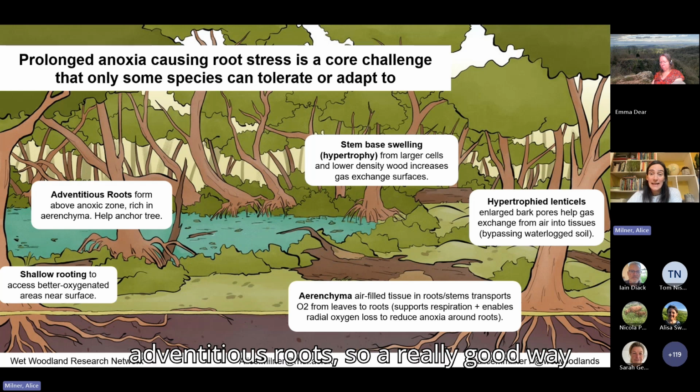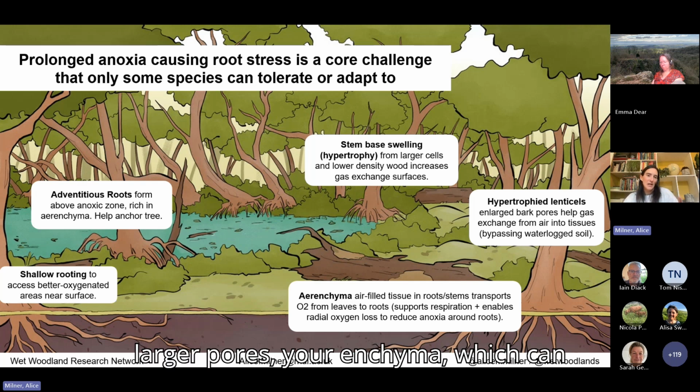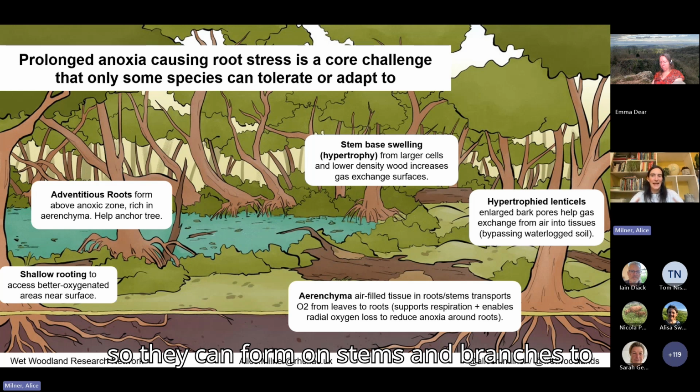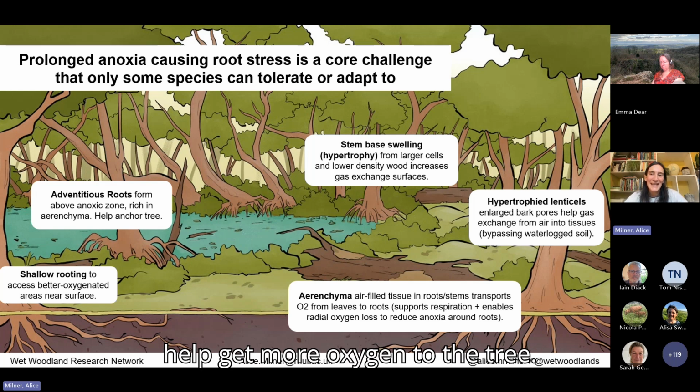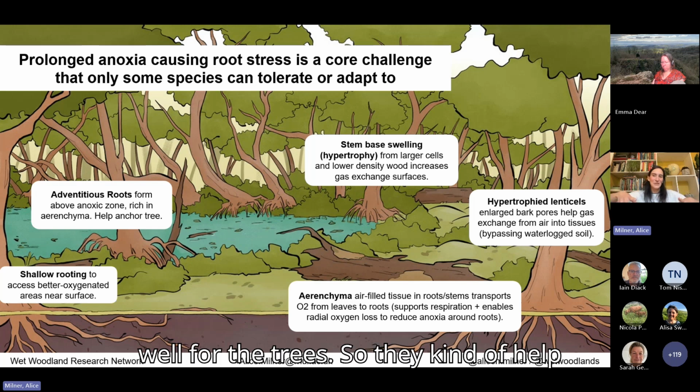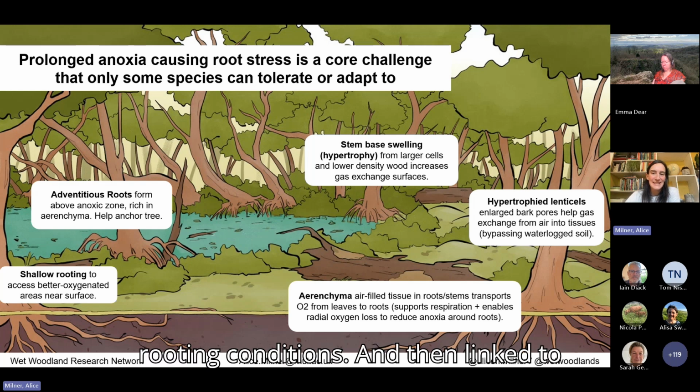Another adaptation you see is adventitious roots. They're a really good way of helping oxygen reach the roots, and they're filled with those larger pores, parenchyma, which can help transport oxygen. They're basically a specialized root that forms on non-root tissue, so they can form on stems and branches to help get more oxygen to the tree. They also act almost like anchors for the tree, helping with stabilizing in unstable rooting conditions.